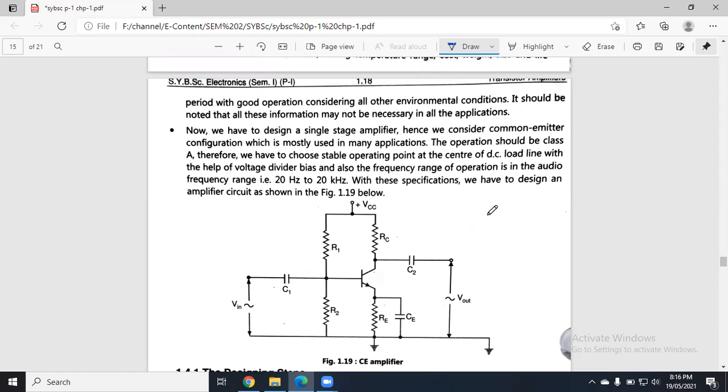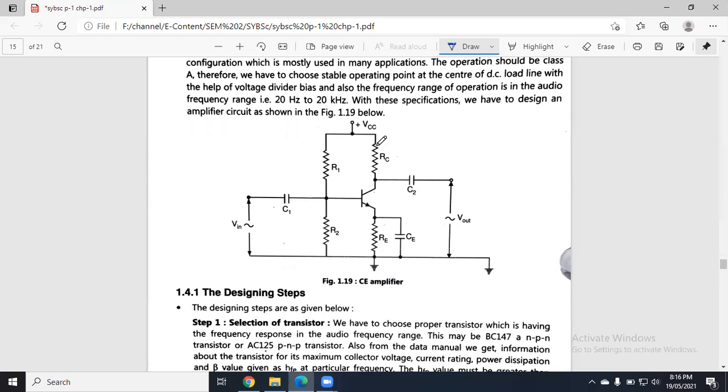First, we need to design a single stage. That means there is only a transistor and its required circuit. After that, we need to consider a class A amplifier. That is why we need a stable Q point. Stable means the Q point will be at the center of the DC load line. After that, there will be a voltage divider bias. Then the frequency range is 20 Hz to 20 kilohertz. All these specifications we need to consider. With all these specifications, if we draw a diagram, it will look like this.